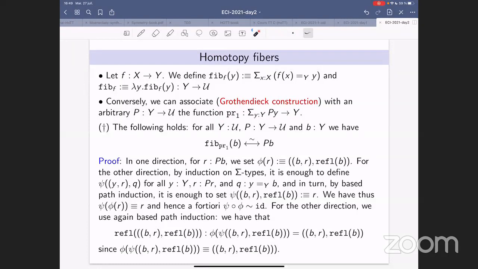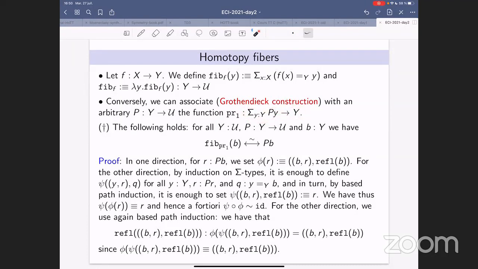Okay. And this is a new type. And there is an obvious map from this type to Y, namely the first projection. The elements here are a pair of an element of Y and an element of Py, but if I just take the first projection, I get an element of capital Y. So you see that starting from a type family, I get a map from some type here to Y.